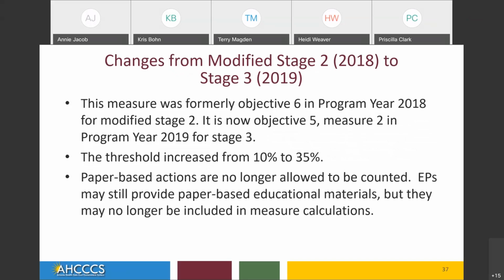Some changes from modified stage 2 to stage 3, as you can see in the first bullet point. It was originally Objective 6, now Objective 5, Measure 2 in stage 3. The threshold increased from 10% to 35%, and paper-based actions are no longer allowed to be counted. EPs may still provide paper-based educational materials, but they may no longer be included in the measure calculation.